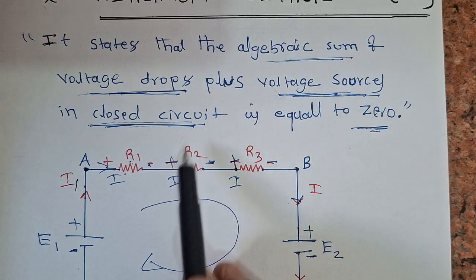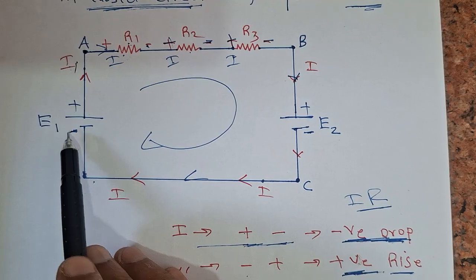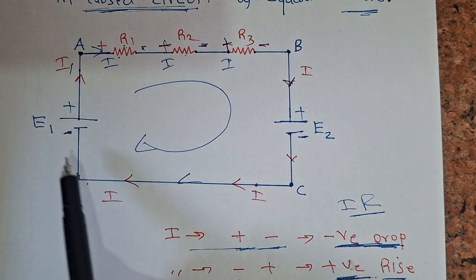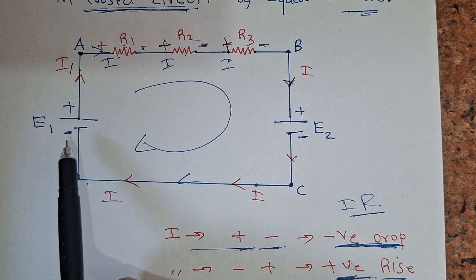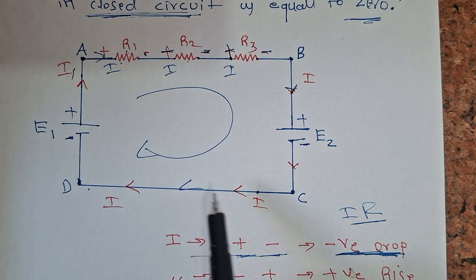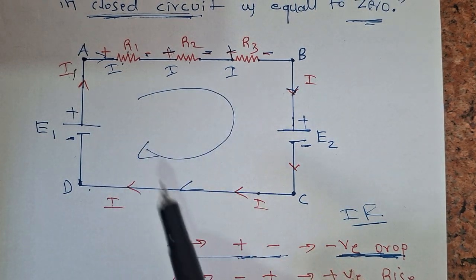Plus voltage sources. What are the voltage sources in the circuit? E1 is one voltage source, E2 is the second voltage source. So the algebraic sum of voltage sources plus voltage drops is equal to zero. Where is it zero? In a closed circuit, a closed path.